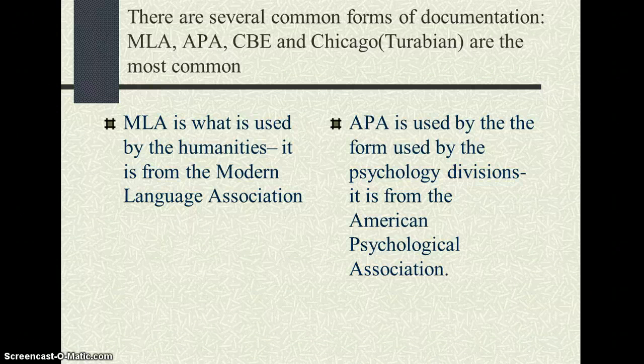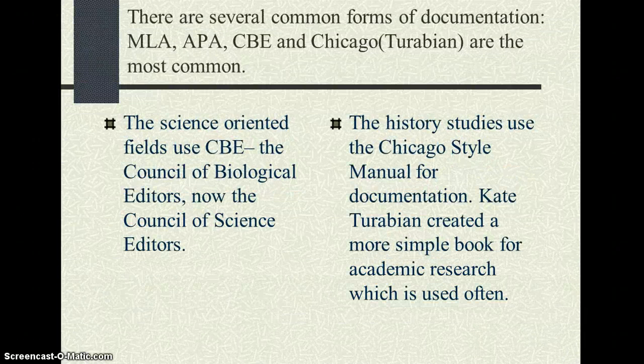Modern Language Association. APA is the form used by psychology. It's the American Psychological Association. The science-oriented fields will use CBE, which is Council of Biological Editors. And finally, history and business and some of the other classes use Chicago Style Manual. Now, it's very complicated, so Ms. Kate Turabian created a cheat sheet for herself, and it became so popular that it is now used in academic research more often. It is Chicago Style Manual, but it's the easy version.